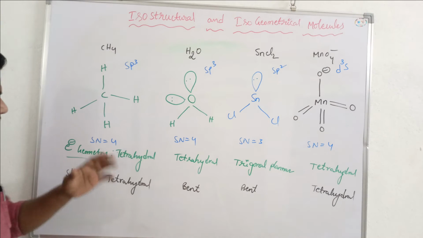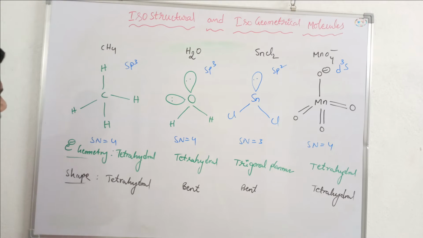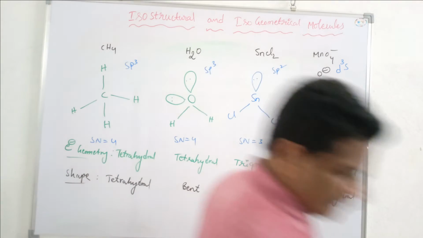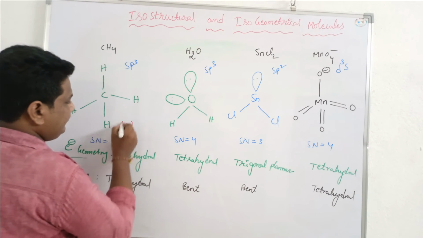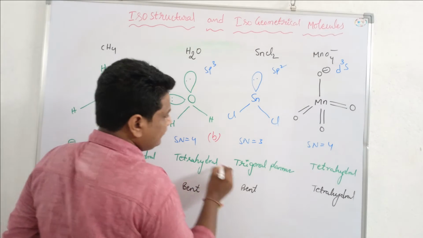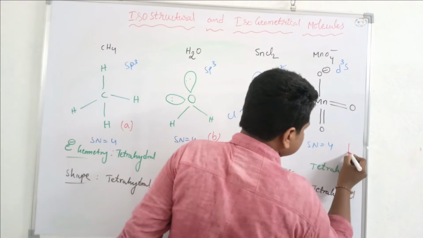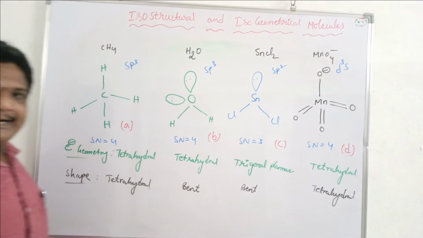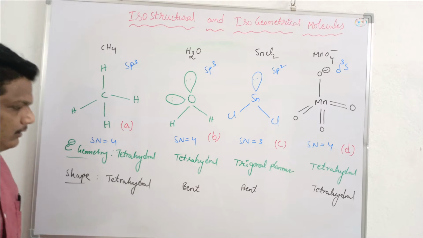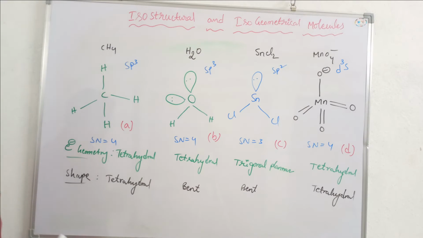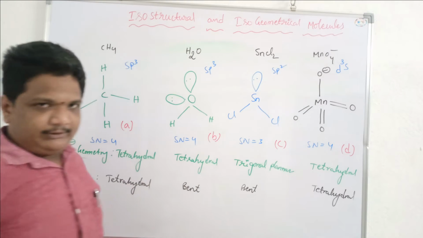Now in these molecules, let us give the numbering. This is molecule A, this is B, this is C, and this is D. These are the four molecules. Now let us see the relationship between these four molecules.